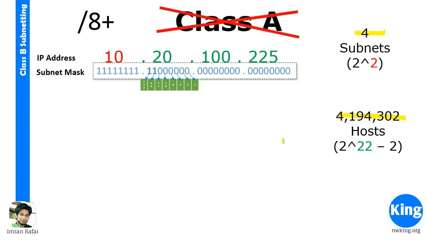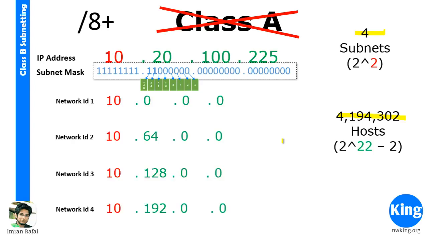We all know this. Make everything into 0. Fantastic. So it is going to be 10.0.0.0. Fantastic. How do we get the next network ID or the subsequent network IDs? We add the place value of the last bit. In this case, it is 64 and it is in the second octet. So we add 64 to the second octet. So the network ID of network 2 is 10.64.0.0. Then it is 10.128.0.0. Then it is 10.192.0.0.